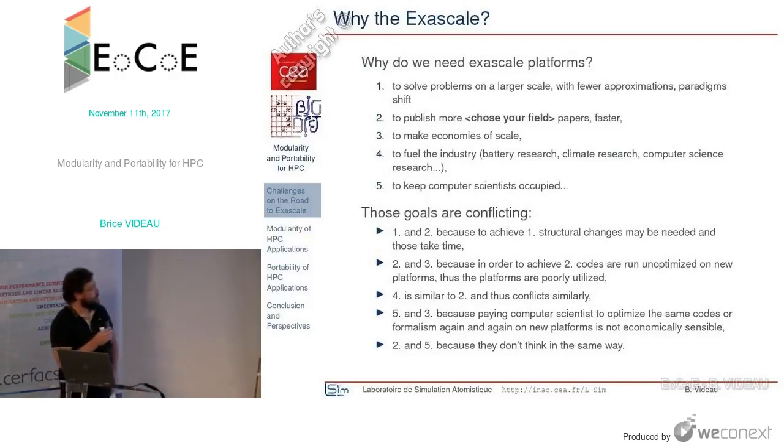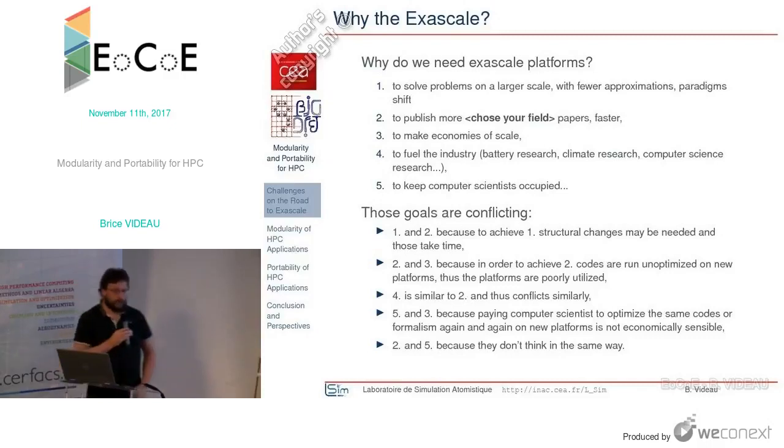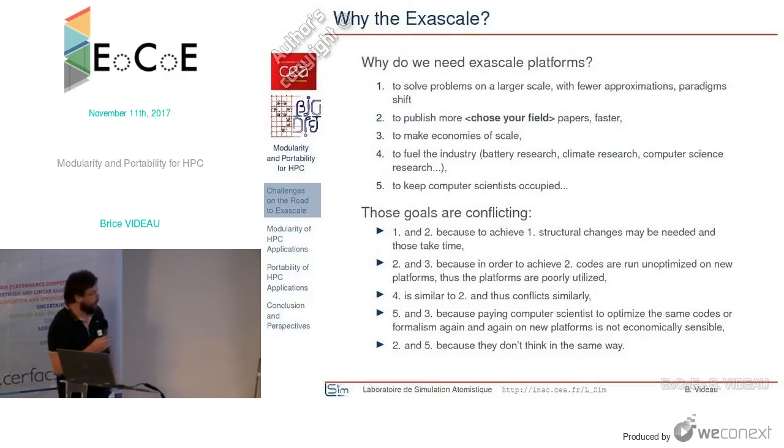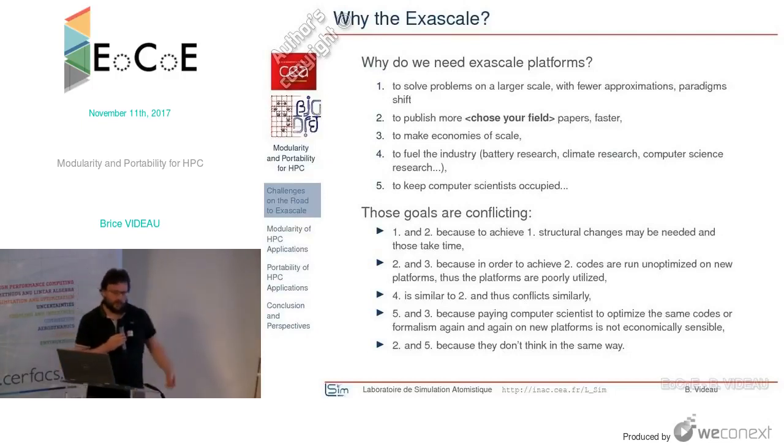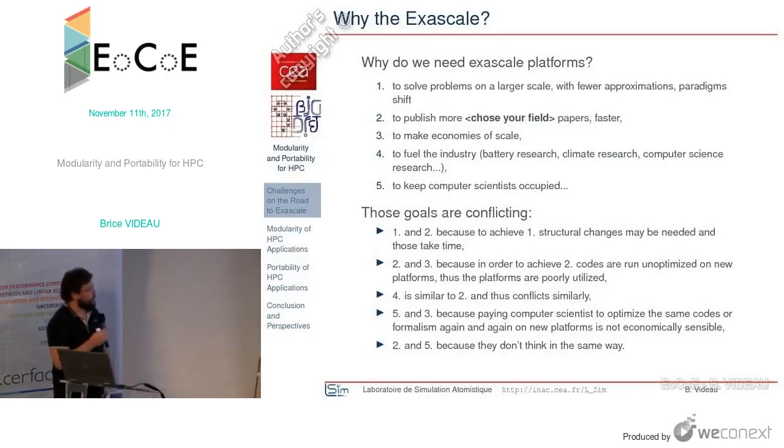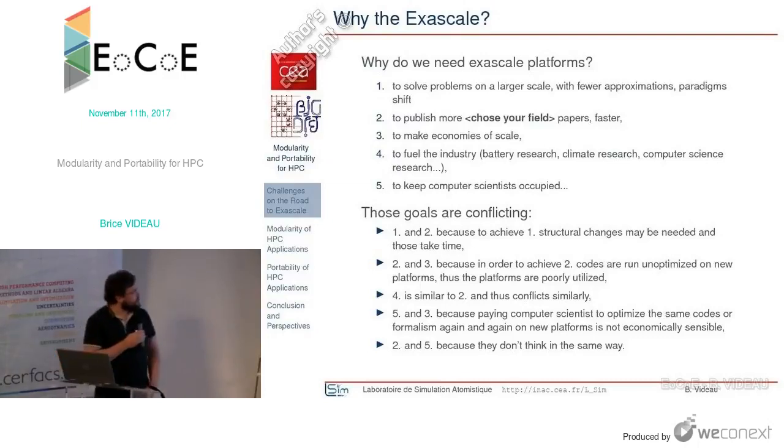For instance, publishing more papers faster means you don't have time to refactor your code. So you just jump on a new platform and get some hours and run something which is not optimized. So it's not economic. You're not making economies of scale when you do this because you're underutilizing your resources. So this is the second point. Same thing for the industry. They want results now. They don't want results in 6 months or 2 years.